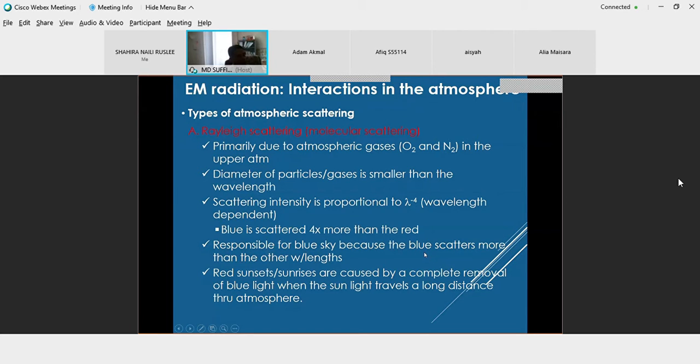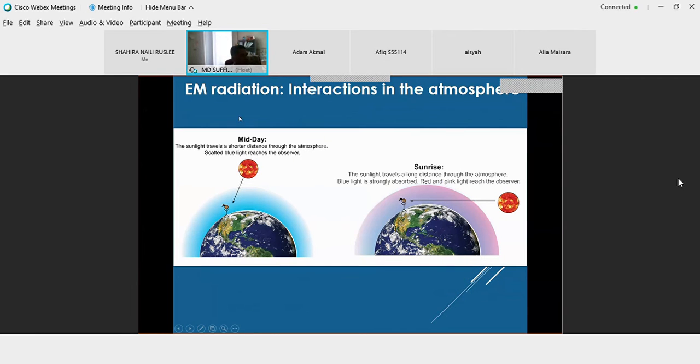Responsible for blue sky because the blue scatters more than the other wavelengths. Itu kalau dia punya particles ataupun gases, dia punya size ataupun diameter lebih kecil daripada wavelength. And then ini dia juga bergantung kepada the distance the radiation travel through the atmosphere. Waktu tengah hari dan juga waktu petang, you nampak dia punya reflected light ataupun scattered light tu dia berbeza.